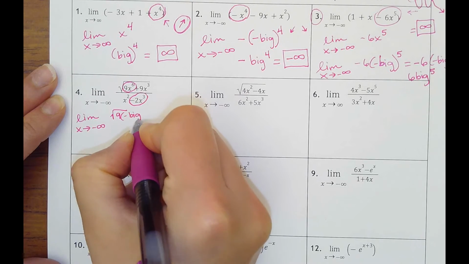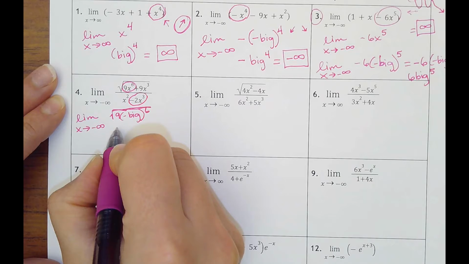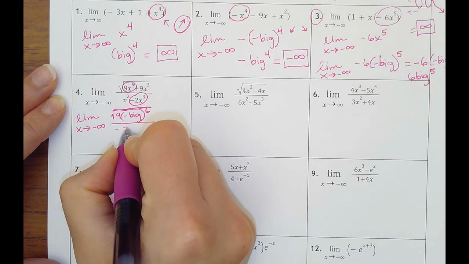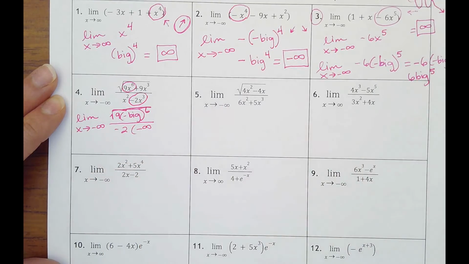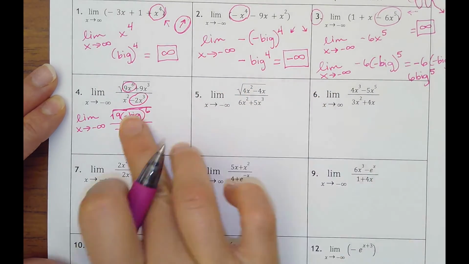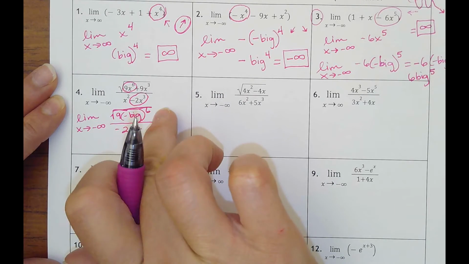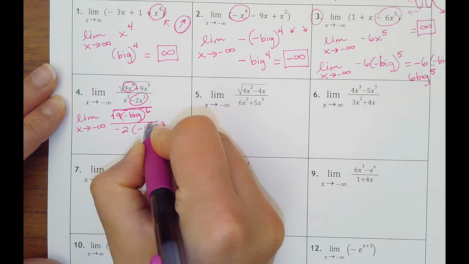So I can save some room here. That's going to be taken to the 6th power over negative 2 times negative infinity. Dang it. Sorry. I used to teach this, I plugged in infinity, but I found this does work a little better. But I have to fix that habit. Negative big cubed.